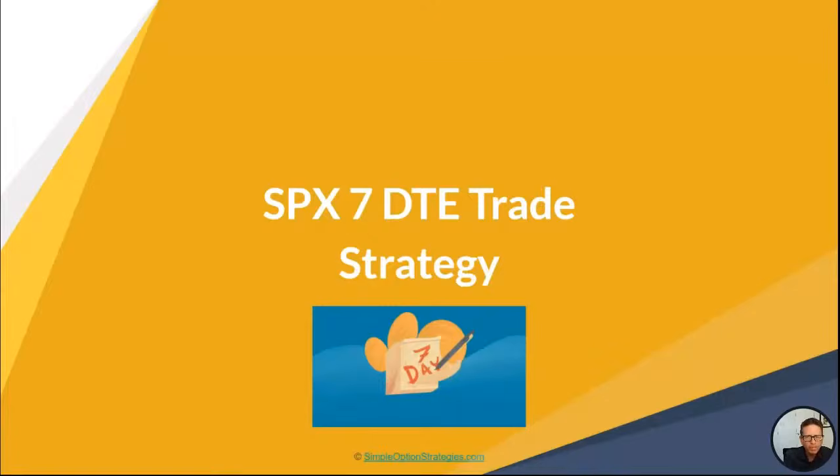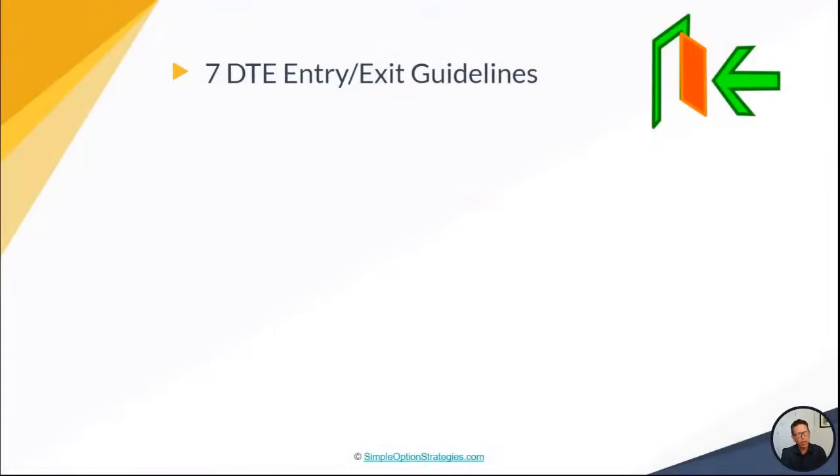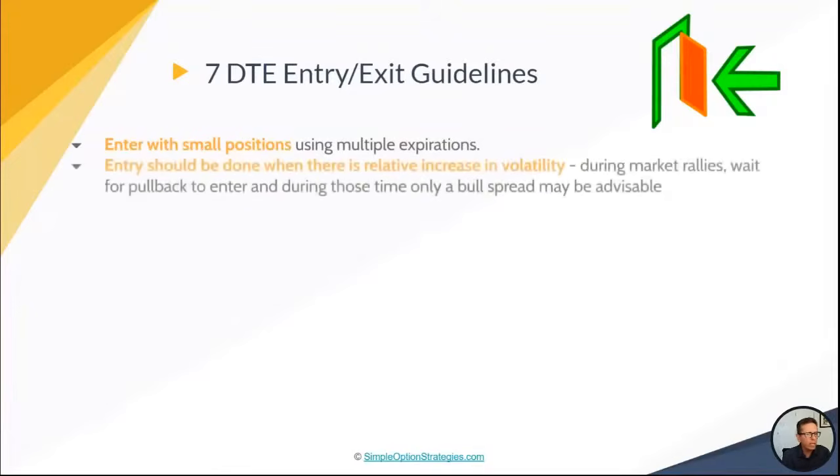Okay. All right. So let's move on here. So now let's talk about the 7 DTE trade. Okay. So this is actual trade plan material here. All right. Now I enter with small positions using multiple expirations. What does that mean? That means right now as we speak, I have 7 DTE trades that are expiring in 4 days, and I have trades that are expiring in 7 days. Okay. And I'm planning to put on another trade before the end of the week that expires in possibly 8 days or 7 days. All right.